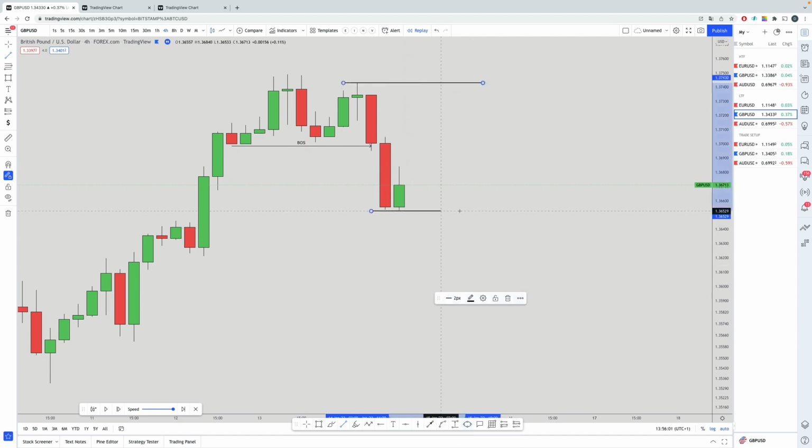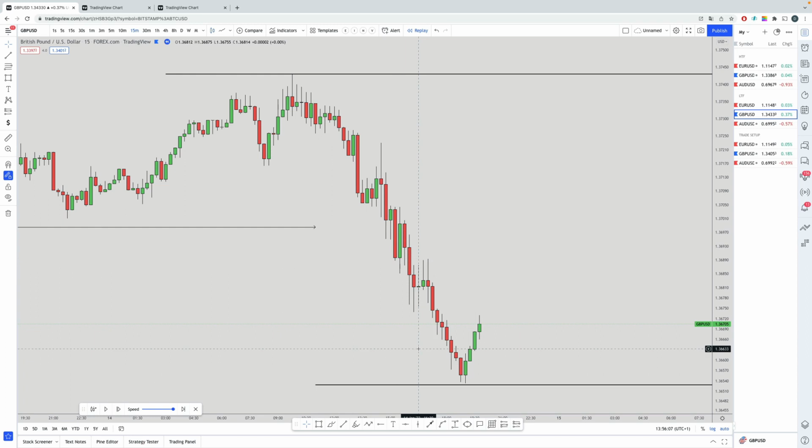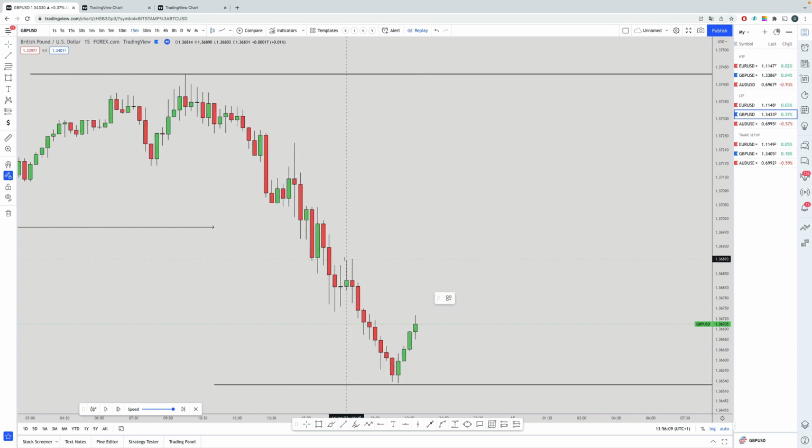So 4 hours are bearish. This is good. If you would like to go for shorts, that's good. And then you go to the minute 15 to understand where minute 15 is. And minute 15 is still bearish.